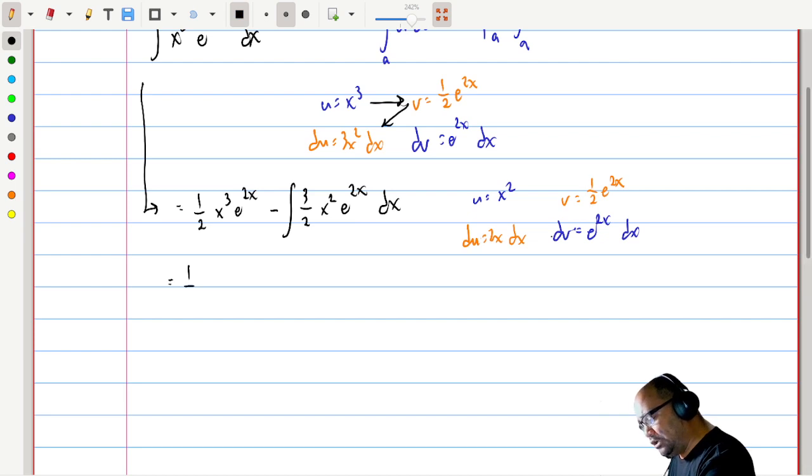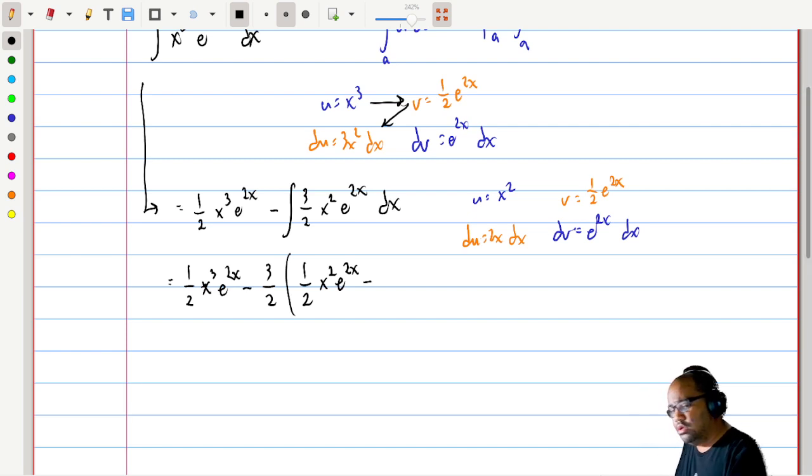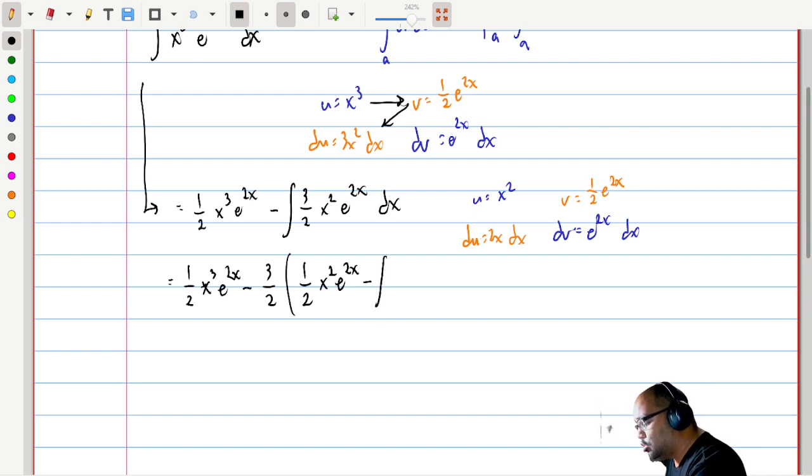Alright, so the first thing here is going to be the same. And then I'll pull 3 over 2 out. Then I'll have uv, 1/2 x squared e to the 2x minus the integral of v du. Notice that 2 times 1/2 is 1. Okay, so we'll have x e to the 2x dx.